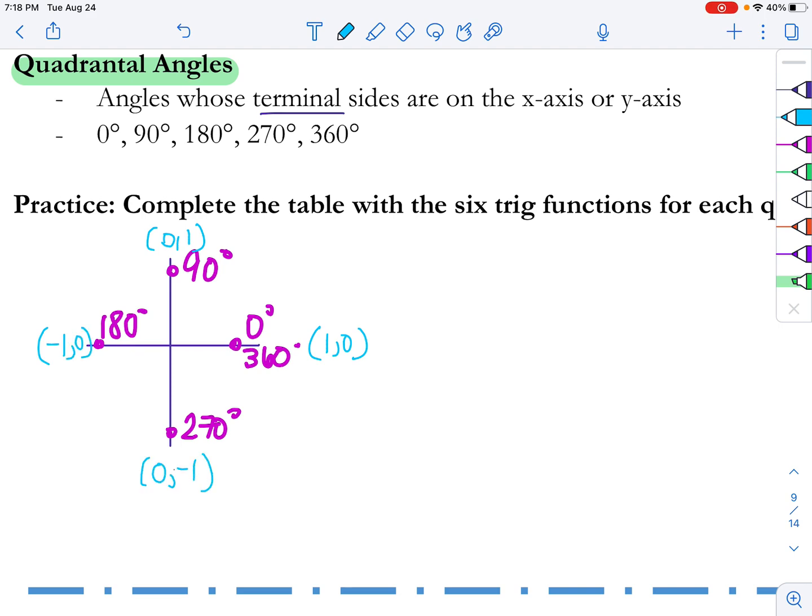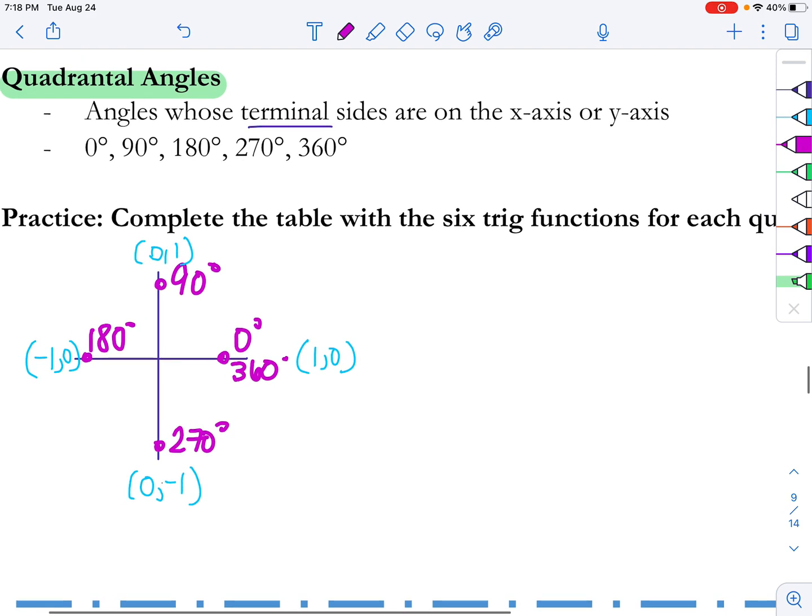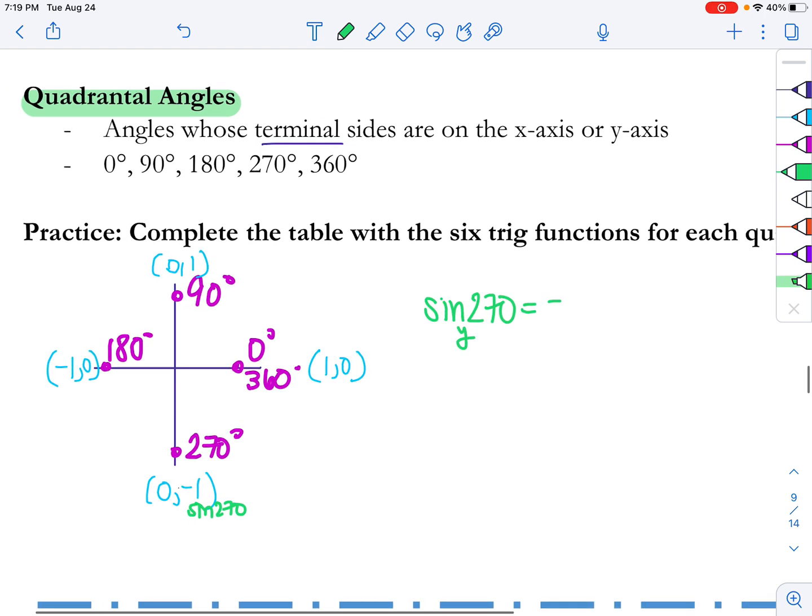So knowing these basic coordinate points of the quadrantal angles, we can, like we've been practicing, evaluate lots of different trig functions. Like I could ask you, what is sine of 270 degrees? So sine is the same as the y value. The y value of 270 is -1. We could say, what is cosine of 90 degrees? Well, cosine is the x value. At 90 degrees, cosine is 0.